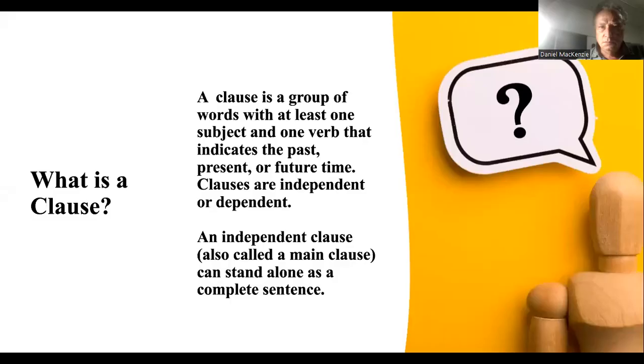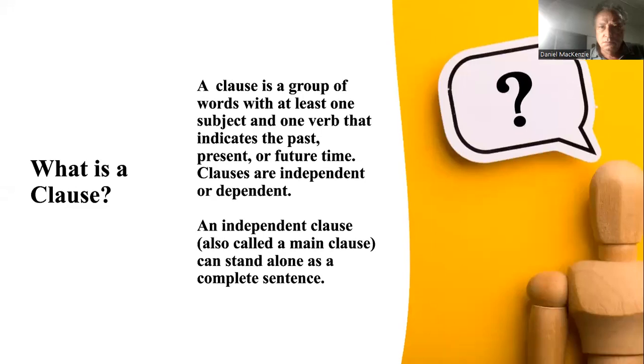What is a clause? A clause is a group of words with at least one subject and one verb that indicates the past, present, or future time. Clauses are independent or dependent. An independent clause, also called a main clause, can stand alone as a complete sentence.